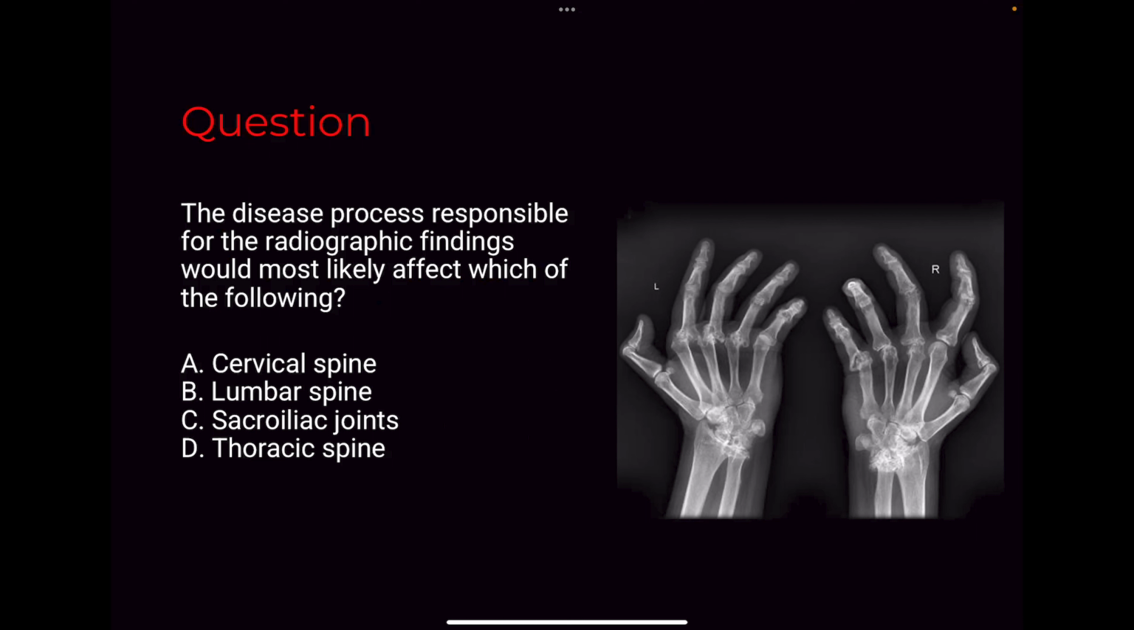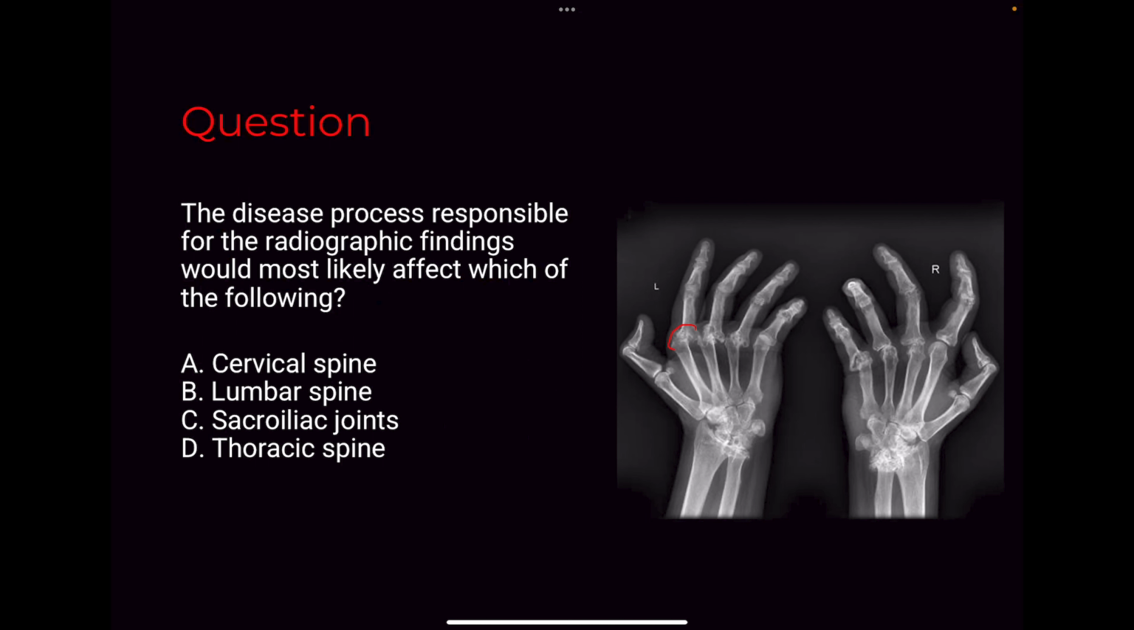This question displays a radiographic image, and asks: the disease process responsible for this radiographic finding would most likely affect which of the following: cervical spine, lumbar spine, sacroiliac joint, or thoracic spine? Before answering this question, you should know what disease they are talking about. So look into the x-ray.